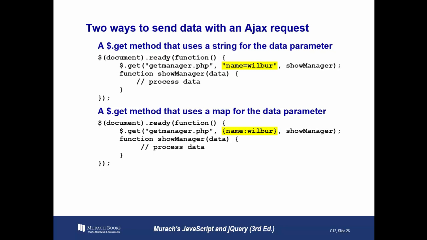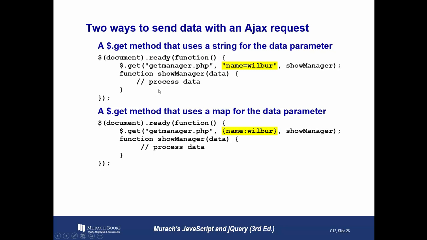Starting on page 352, the author talks about, this is a longer chapter than I thought, the author talks about how to send data with an Ajax request. To do that, you use the data parameter of a shortcut method to supply either a string or a map that contains the data. In the first example that's shown here, it uses a string to send one name value pair that asks for a name. The second example uses a map that's coded with braces to send the same thing. So they're showing you 2 ways of doing the same thing.